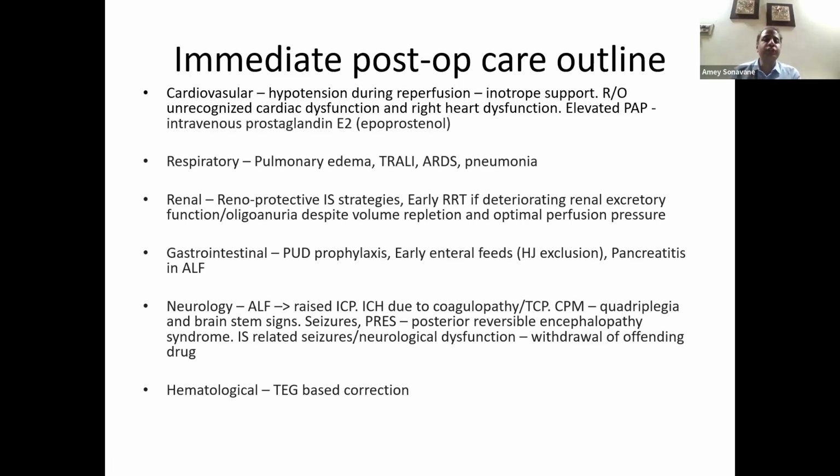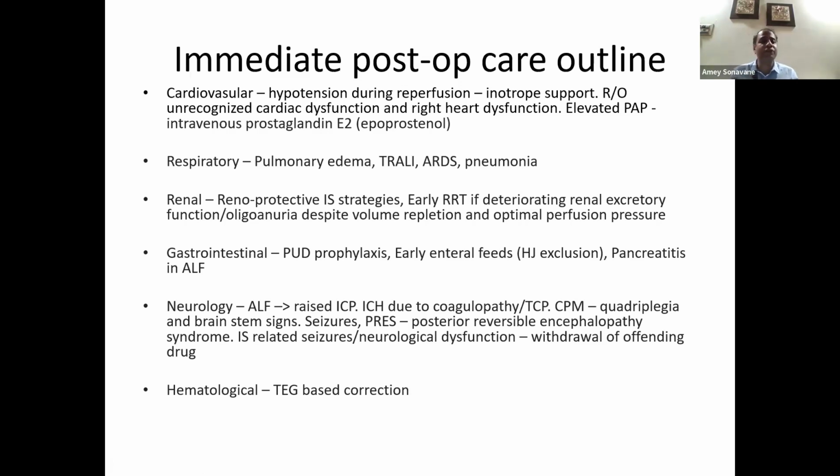Cardiovascular problems are very common. There is a lot of hypotension during reperfusion, which may require inotropes. If the patient is not maintaining blood pressure, rule out any unrecognized cardiac dysfunction, and look for right heart dysfunction. If there are elevated pulmonary artery pressures, putting these patients on prostaglandin E2 may help. Immediately post-transplant, there are certain respiratory issues. Giving a lot of fluid can cause pulmonary edema.